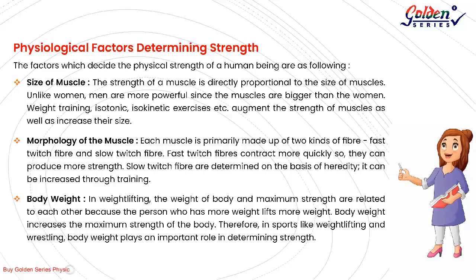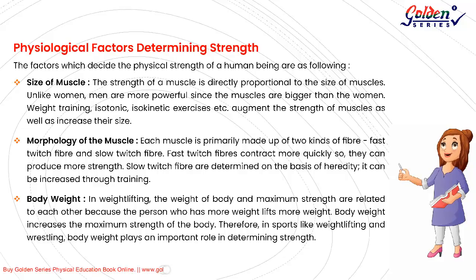Physiological factors determining strength. The factors which decide the physical strength of a human being are as follows. Size of muscle. The strength of a muscle is directly proportional to the size of the muscle. Unlike women, men are more powerful since their muscles are bigger. Weight training, isotonic, isokinetic exercises, etc. augment the strength of muscles as well as increase their size.